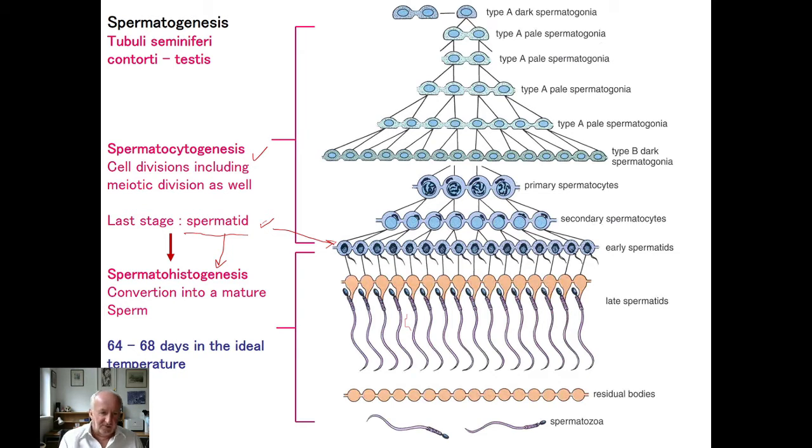The whole procedure, if you are interested, from the prophase of the first meiotic division till the end, when it's a ready sperm, is lasting 64 to 68 days, but under this ideal and optimum temperature of 35 to 36 degrees Celsius.